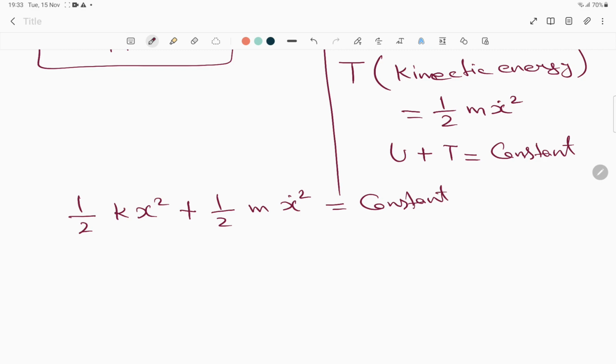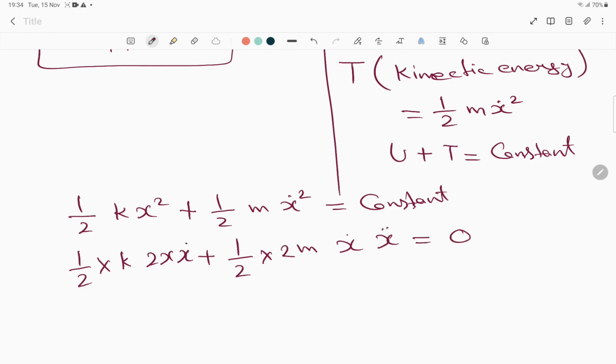So if I differentiate this on both sides, then I will get half into k into 2x, differentiating with respect to x over here, and I will get half into 2m and x dot, and over here I will get x dot and x double dot, and this is equal to 0. So you can see this 2 and 2 will cancel out, and this x dot also will cancel out, and so again you are left with the same thing, that is m x double dot plus k x is equal to 0.